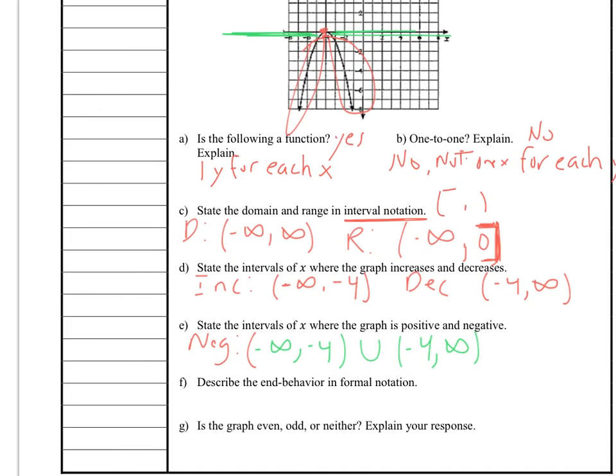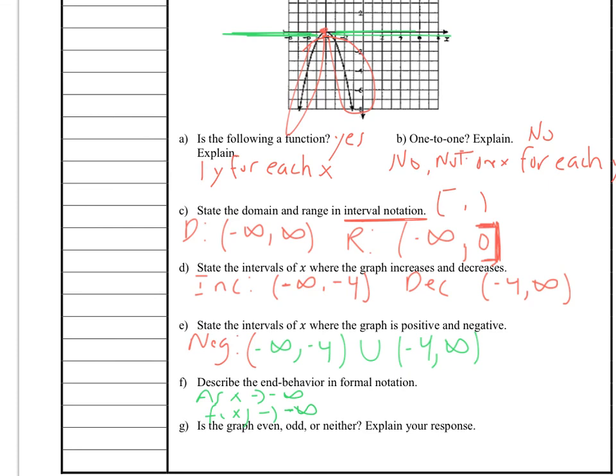Describe the end behavior in formal notation. So you need to have this written out. You need to say as x approaches something, positive or negative infinity. I like to do negative infinity first. F of x approaches something. So as x approaches negative infinity, as I go left forever, what's it doing? Oh, it's going down the page, so it's approaching negative infinity. So as we go left, it's going down forever.